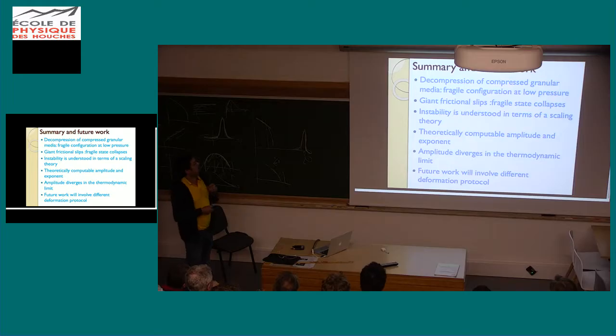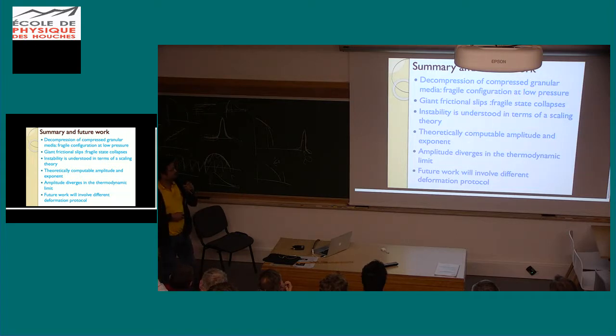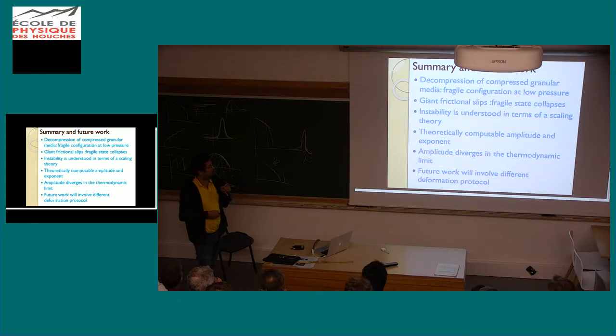So this is my summary. We have decompressed the compressed granular media, and a fragile configuration is generated at low pressure, and we observe giant frictional slips as the fragile state collapses as we approach the unjamming transition. And this instability is understood in terms of a scaling theory. We theoretically predicted the amplitude and exponent, and the amplitude seems to be diverging in the thermodynamic limit. And in the future, we'll study different deformation protocols to see whether this also holds for different cases or not. Thank you.